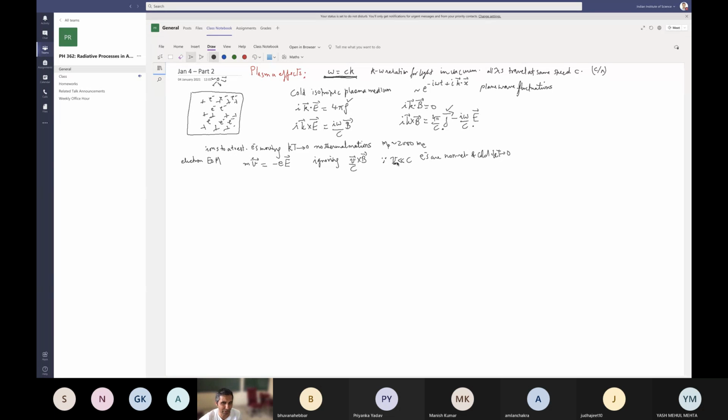The velocity of the electrons is indeed much less than C. So we can ignore V cross B by C. And we know that for an EM wave, E and B have similar magnitude in CGS units. So V by C is much less than 1. So this is the electron equation of motion. Ion motion we are ignoring because they are very heavy.